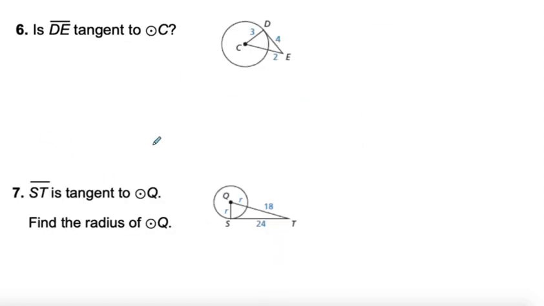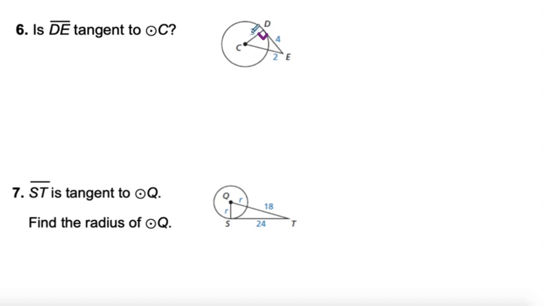Okay, now for these next couple problems, I'm going to use my other property, that the segment that's tangent to the circle is going to be perpendicular to the radius. So this first question is asking, is DE tangent to circle C? Well, I know if DE is tangent to this circle, there would be a right angle here because of that property. So I need to see if this triangle is a right triangle. So I need to use my Pythagorean theorem.